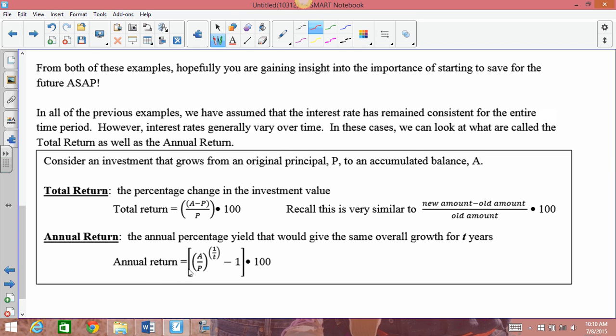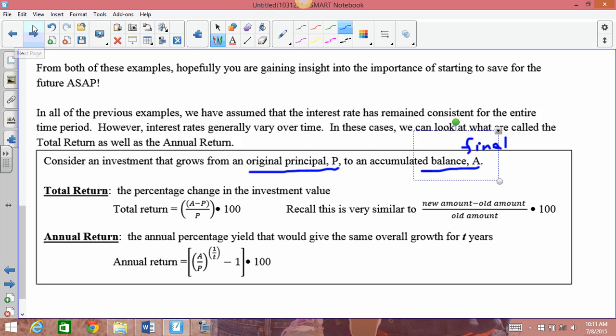These are the formulas for total and annual return, and what I'm going to do is flip to the next page and we'll work through them. I have a sentence below each one of them to explain what they mean. You'll notice in both of the formulas, they only involve an A and a P, and annual return also involves a T. A is your final amount and P is your original amount. So just be sure that P is your original amount and A is that final amount.